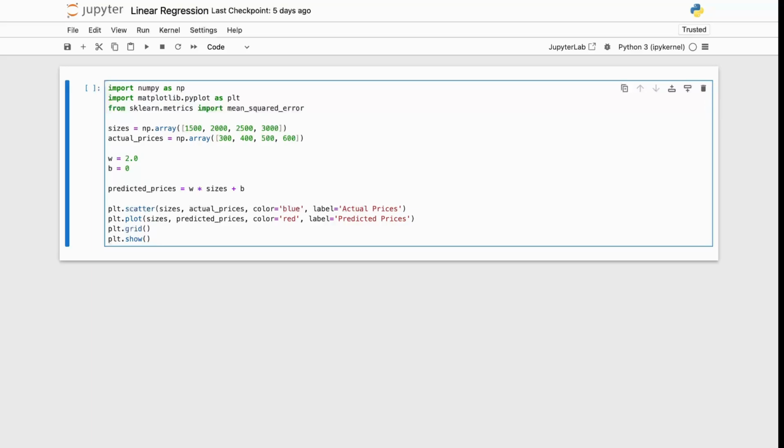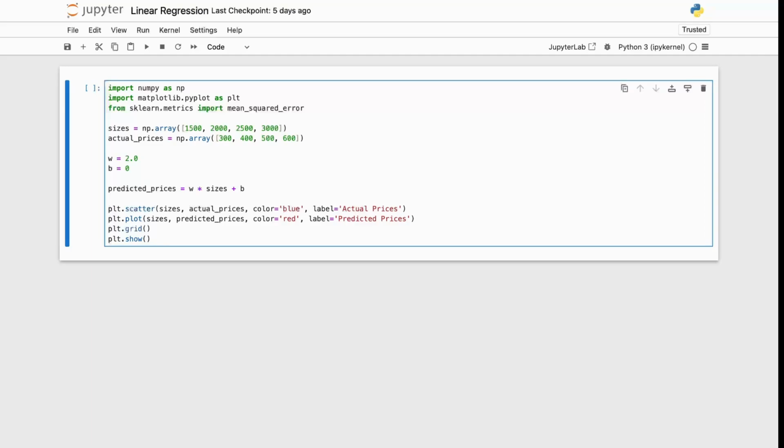We also import the mean squared error function from the sklearn library. As we discussed in a previous session, the mean squared error function is essential for evaluating the cost function, as it calculates the error between the actual and predicted values. Now let's create our dataset.